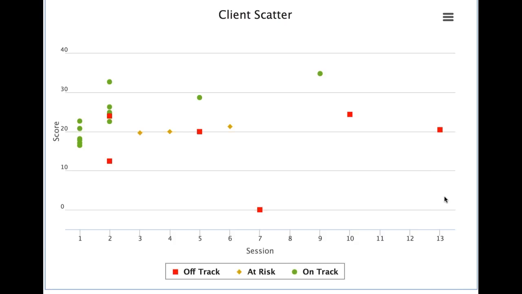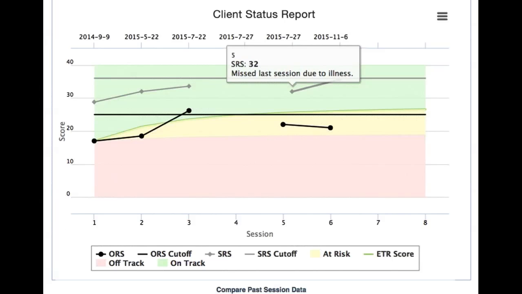Yes. Okay, so this person is asking, is there a way to plot the individual scales of a session? No, there's not, but we do have, underneath the client status graph, underneath down here, compare past session data. You can go down and look at multiple sessions and look at the subscale scores side by side. That's as far as we've gotten with that.